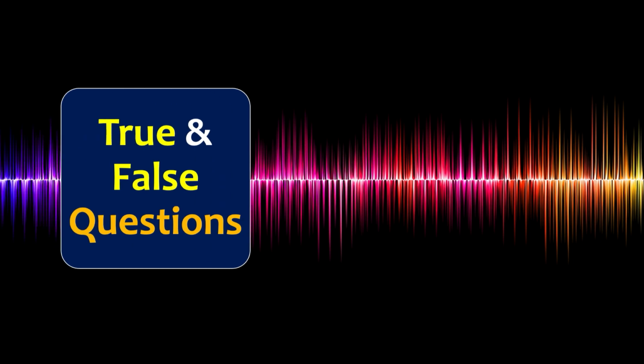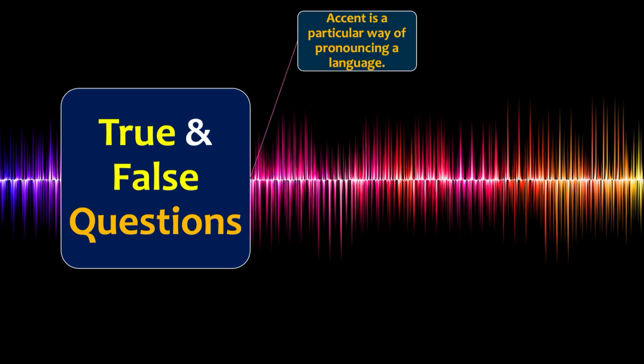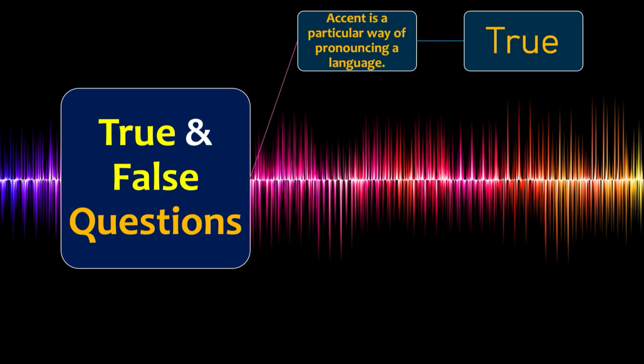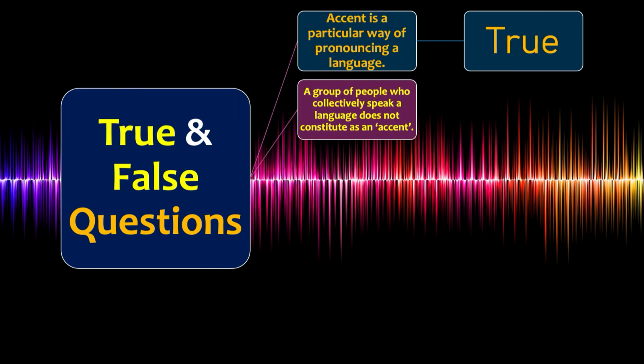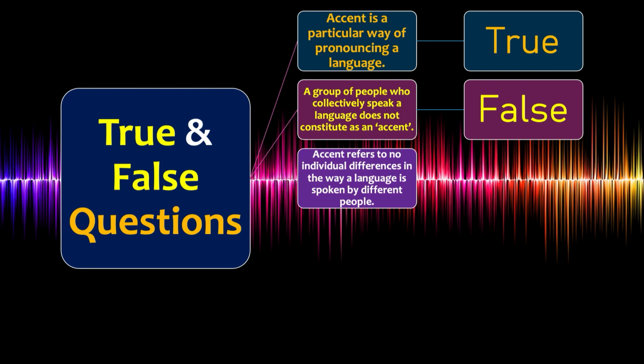Now we have true and false questions on the basis of what we have come to know. What is accent? Let's see. Accent is a particular way of pronouncing a language. Is it true or false? It's true. We have the next question. A group of people who collectively speak a language does not constitute an accent. It's false. Question number 3.